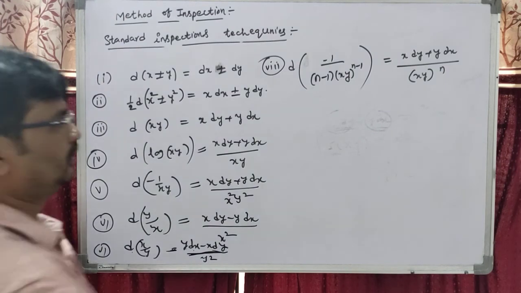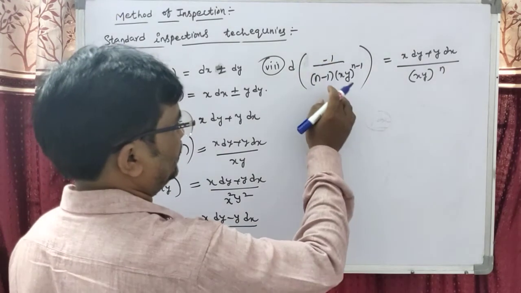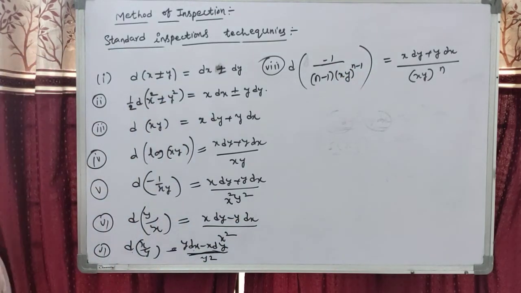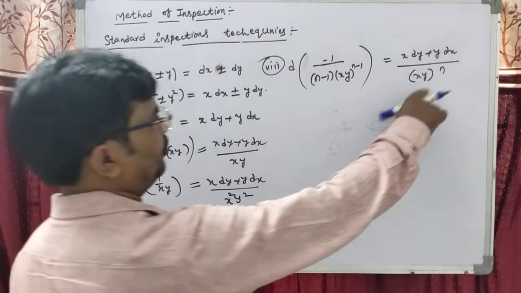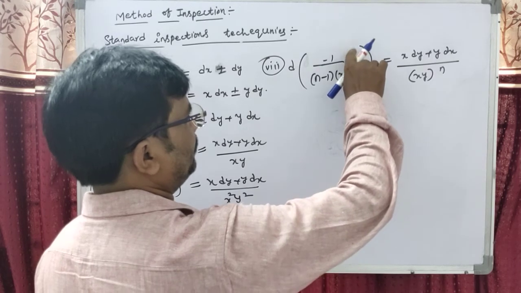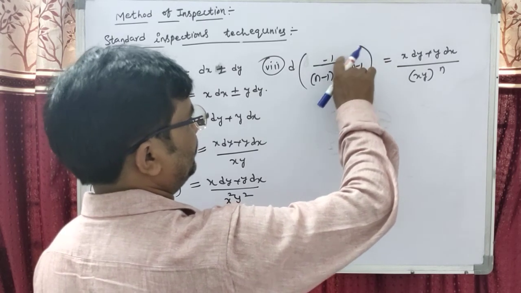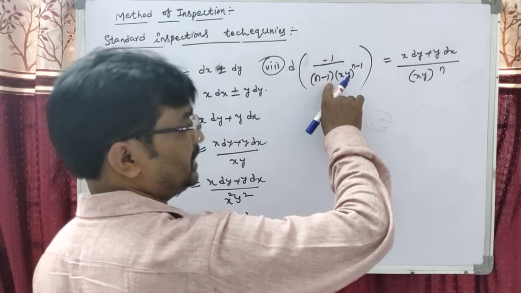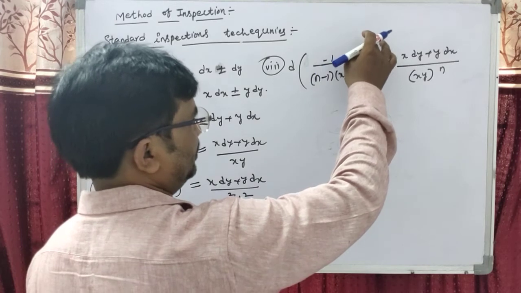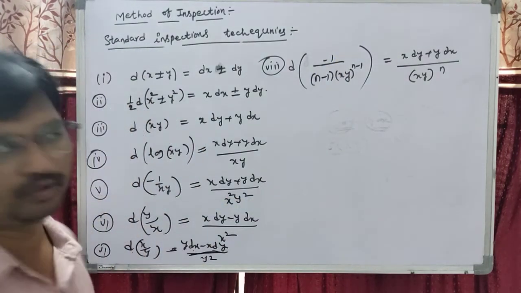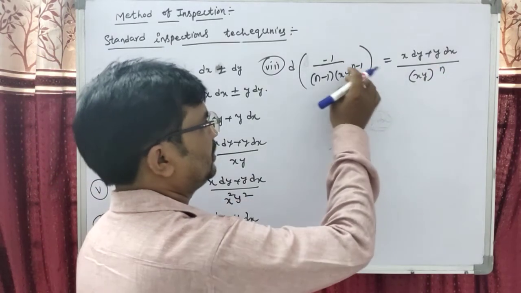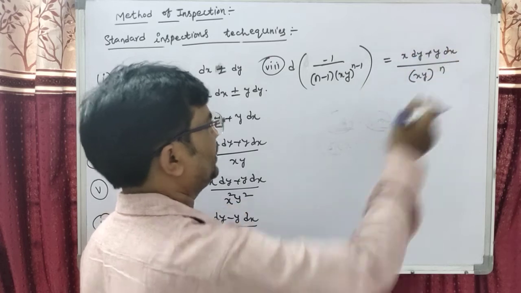Dear students, the derivative of minus 1 by n minus 1 into xy power n minus 1 equals x dy plus y dx upon xy whole power n. Sending it to the numerator, this is xy power minus of n minus 1. Minus and minus make plus, so n minus 1 cancels. The xy power, n minus 1 plus 1, undoubtedly we get minus n. Sending it to the denominator, that is plus n. The derivative of xy is x dy plus y dx.